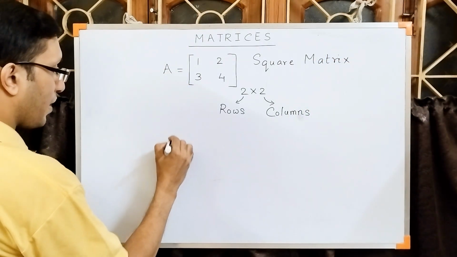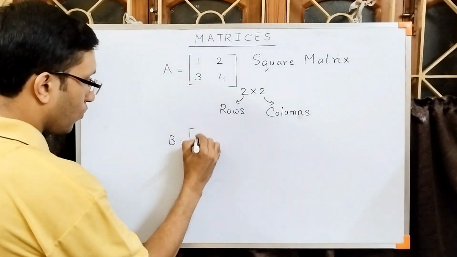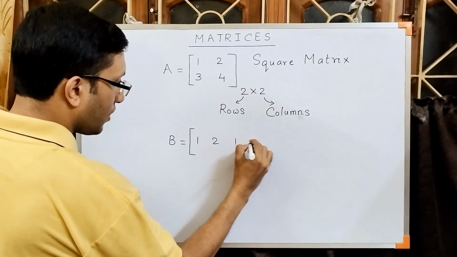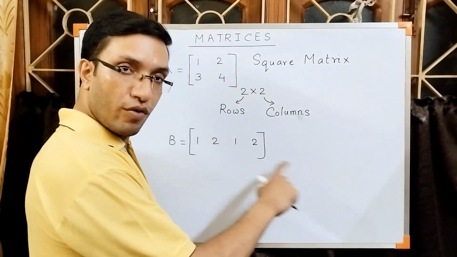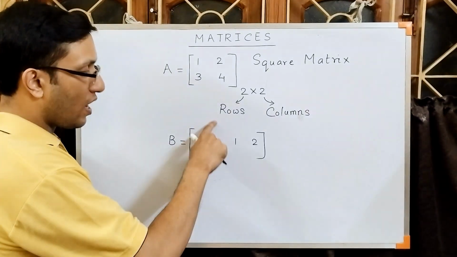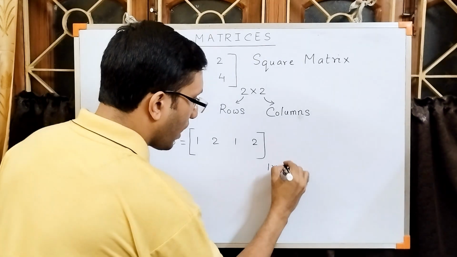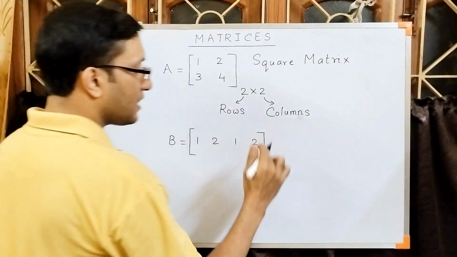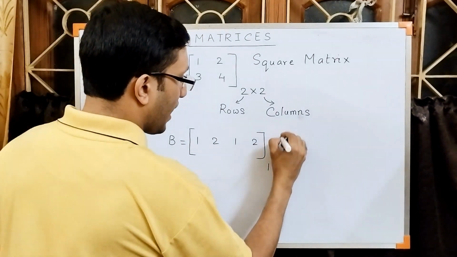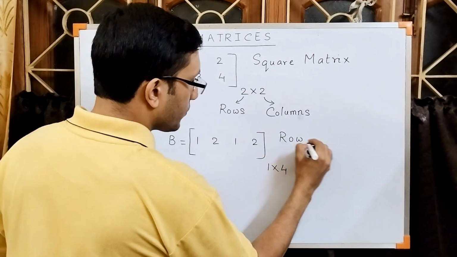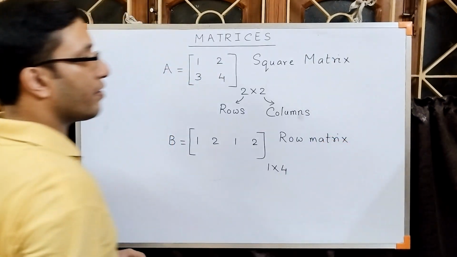Suppose I write another matrix B like 1, 2, 3, 4. Here we see that there is only one row and there are four columns. So the order of this matrix will be 1 cross 4. Since this matrix is having just one row, this is known as a row matrix.